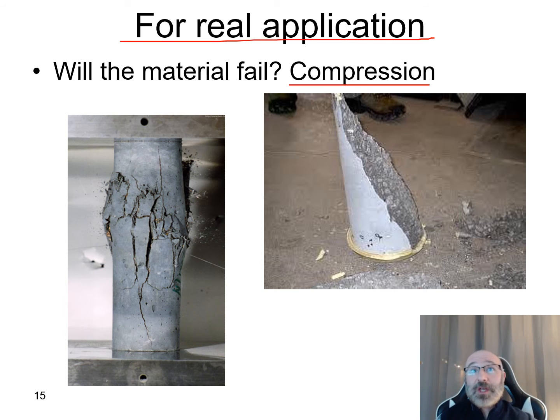So now if we take a look at type of failure right here, let's take a look at a compression failure in a concrete core sample. We can gain a lot of information from this. We can still get our raw data, force over displacement, and looking at each of those, we can redraw our stress strain curve, get our modulus of elasticity and all that information.